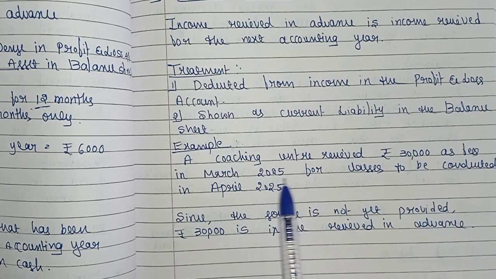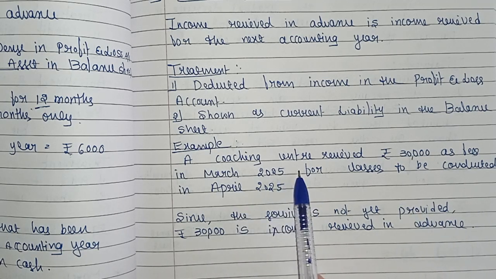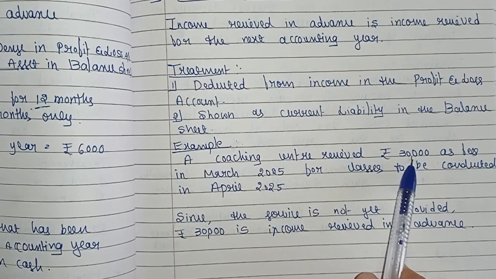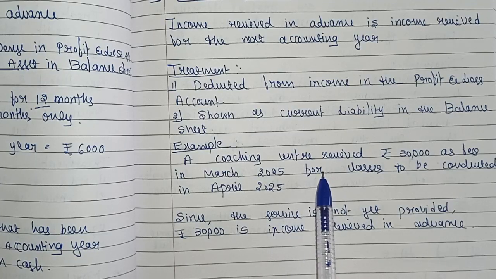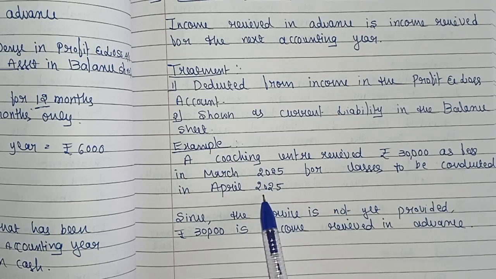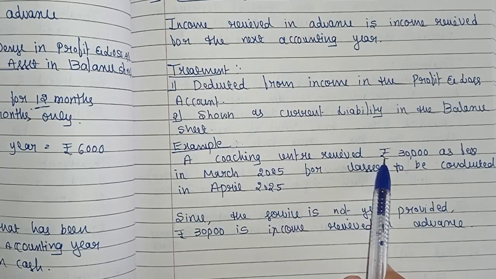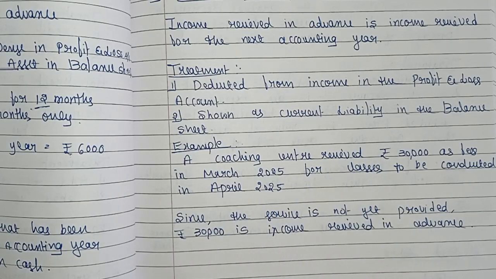It means if our accounting year is till March 2025, this amount of rupees 30,000 is not related to that accounting year, because we are going to provide the service in the next accounting year, that is in April 2025. So the amount of rupees 30,000 is income received in advance. First, we need to deduct it from the income in the profit and loss account, and after that show it as current liability in the balance sheet.